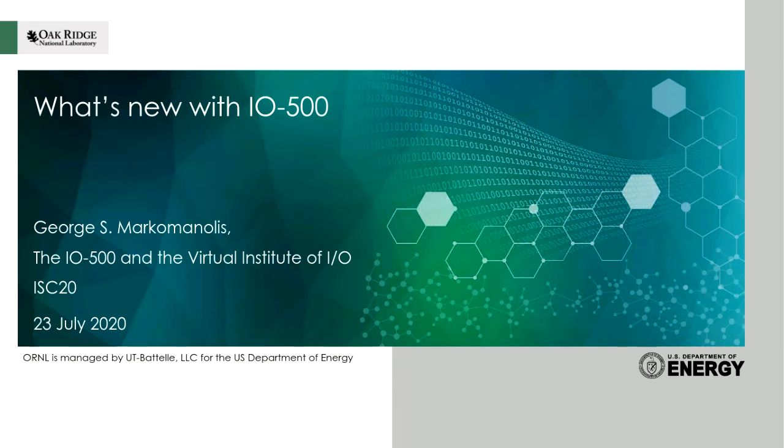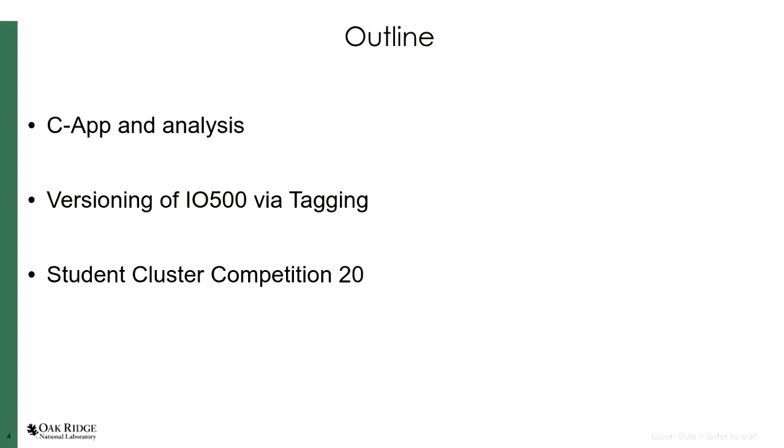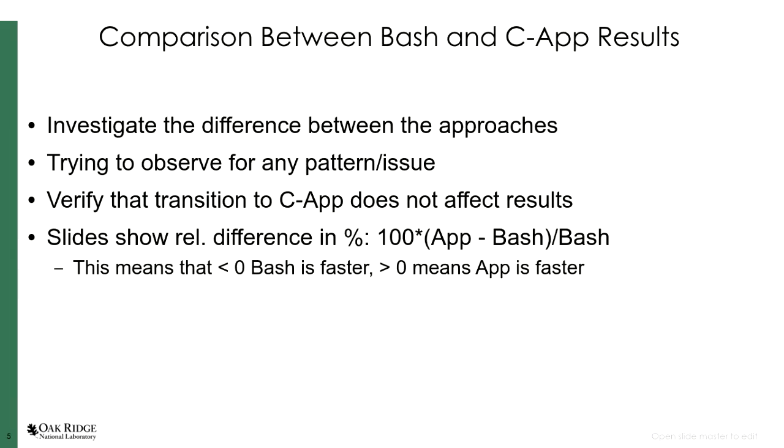We're going to talk about what's new in IO500 and our mission, mainly the C application analysis. As you all know, we have a C application now that we try to move to, for a more efficient and easy approach to execute IO500. Our mission is just a bit of versioning of IO500 and the Student Cluster Competition for 2020. So we're doing analysis to compare the C application and the bash script, investigate the differences between the approaches, and observe any pattern or issue. Sometimes the difference can point to some issues, and we verify that the transition to the C application does not affect results, at least not significantly.